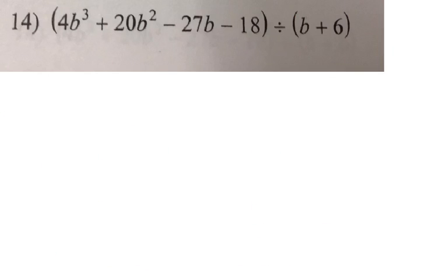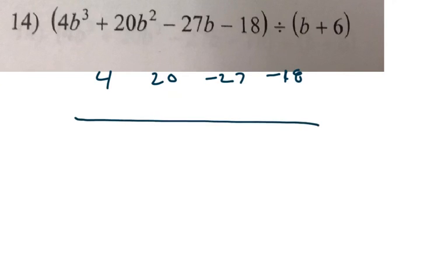Let's take a look at number 14. Again, it's really simple. First, I start by just copying down the numbers. It's that simple. Leave a space and a gap. Make your little bracket or hockey stick. What plus 6 is 0 is negative 6. Negative 6 is basically the root we're synthetically substituting or dividing by. So we're going to use a negative 6 here.